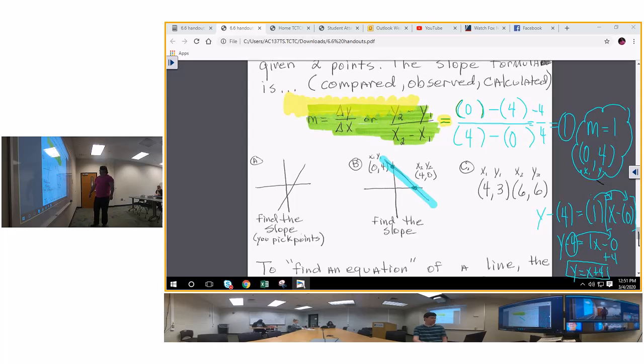And something's wrong because it's supposed to be negative. Oh, it's a negative 1 slope, sorry. Negative 1. My bad. There we go. Negative x plus 4. So now we've just found the equation for that blue line.